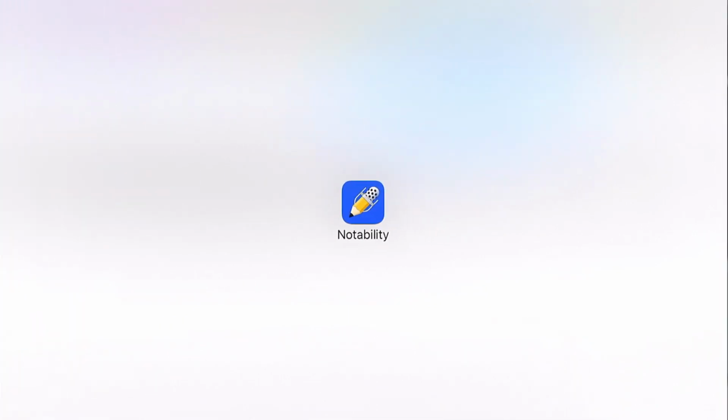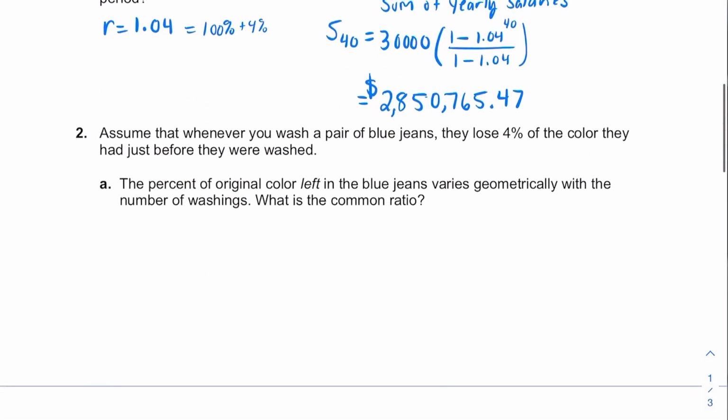Assume that whenever you wash a pair of blue jeans, they lose 4% of the color that they had just before they were washed. The percent of the original color left in the blue jeans varies geometrically with the number of washings. What is the common ratio? All right, so that was nice of them. They told us it was geometric.